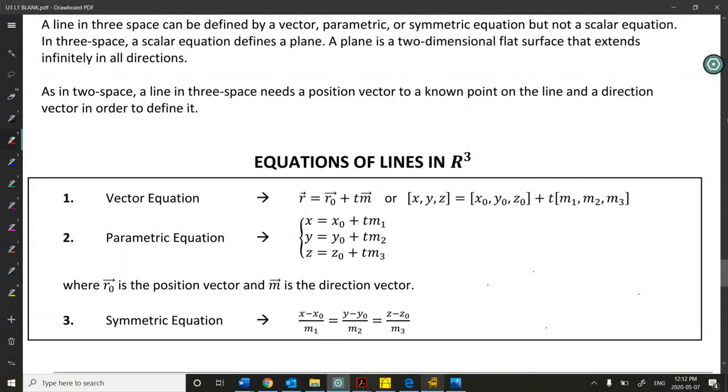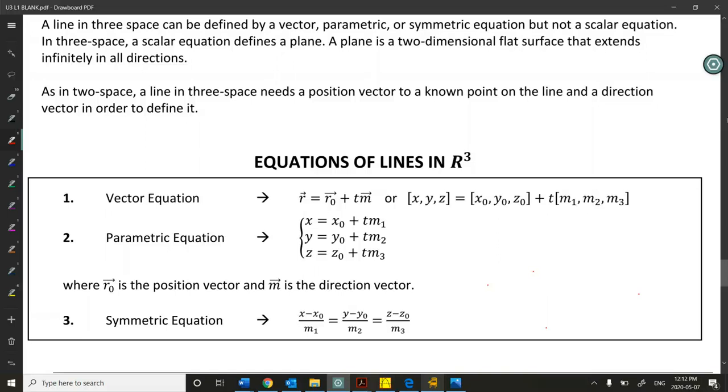So a line in 3 space can also be defined by vector, parametric, and symmetric equations, but we can't define a line in 3 space with a scalar equation. Actually, in 3 space, a scalar equation defines a plane, because a plane is a two-dimensional flat surface that extends infinitely in both directions. Imagine a line in 3 space that's widened to extend in all directions. So the scalar equation in 3 space represents that flat surface.